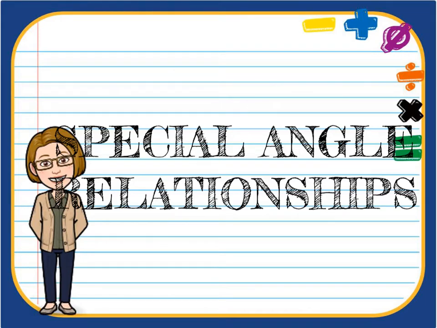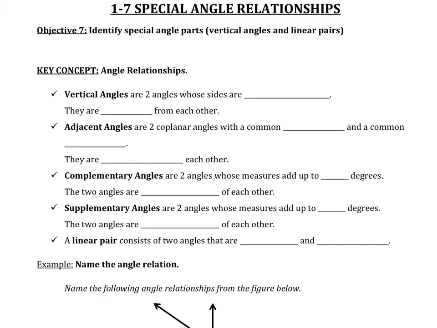We're going to talk about special angle relationships. We're going to look at a couple of definitions as well as how to use these in a problem to solve for some values. So we're first going to get some vocabulary in here.